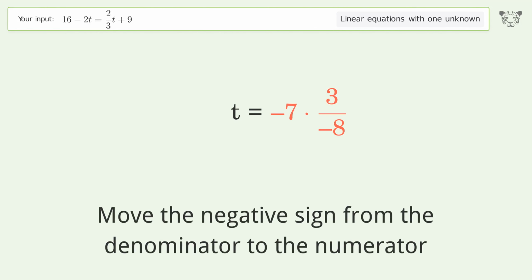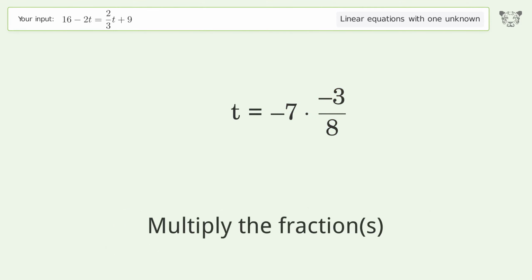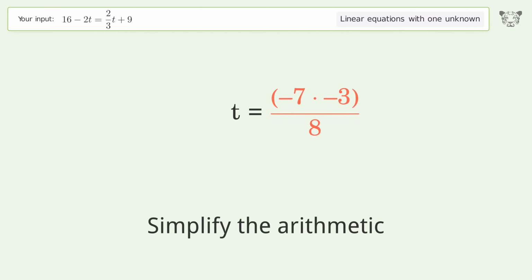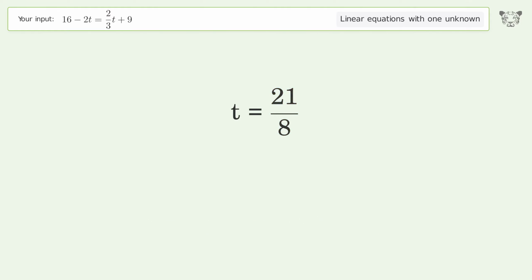Move the negative sign from the denominator to the numerator. Multiply the fractions. Simplify the arithmetic. And so the final result is t equals 21/8.